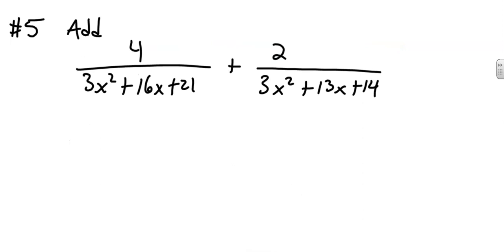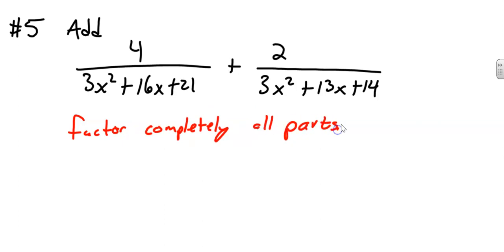Okay, and the big difference from number 3 to number 5. Number 3, you had very simple denominators. Number 5, we've got complicated denominators. So it's one like this, where you have a lot more complicated expressions here. You've got to factor everything as much as you possibly can. So we'll just say we're going to factor completely all parts. Numerators, denominators, first fraction, second fraction, everything. Factor everything as much as you can.